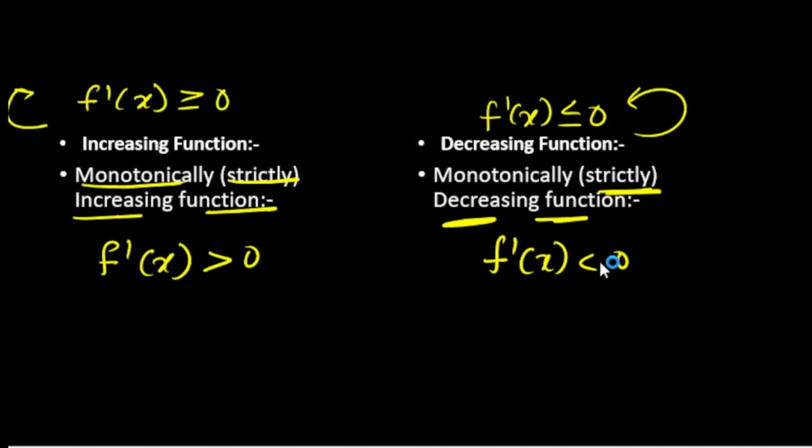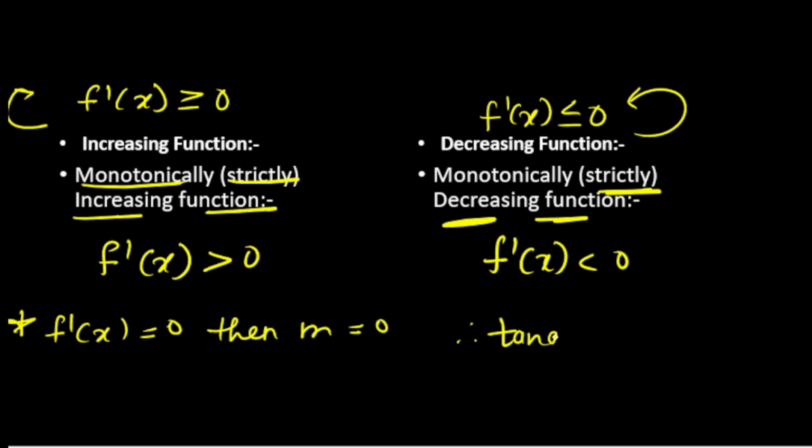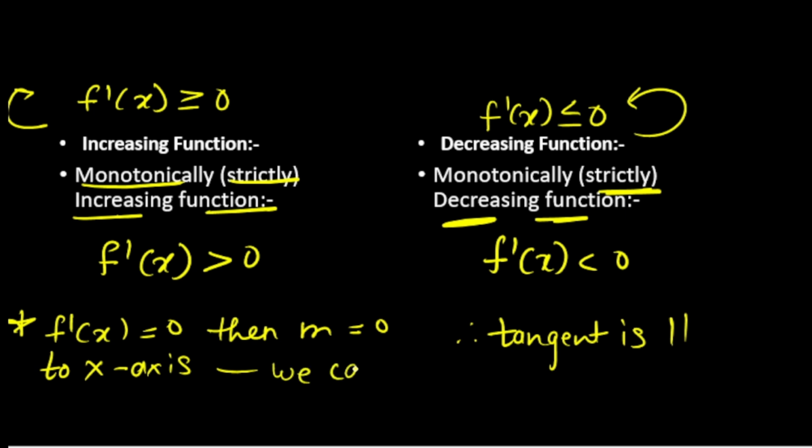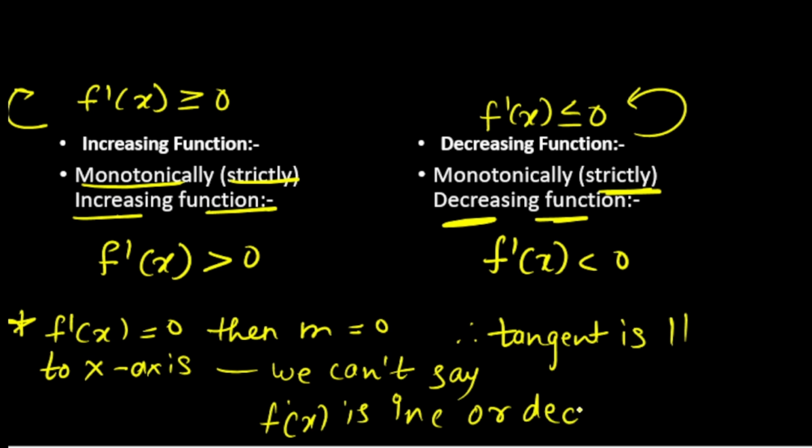Before maximum value, one thing I want to tell you is that if f dash of x is equivalent to 0, then m is equivalent to 0. Therefore the tangent is parallel to the x axis. So we can't say f of x is increasing or decreasing at that point.